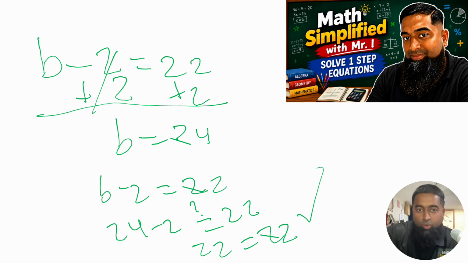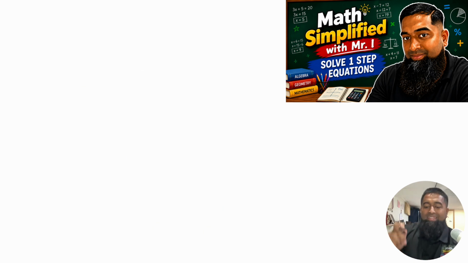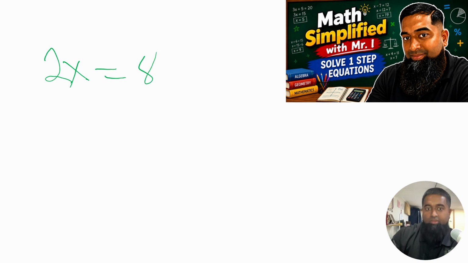Let's go ahead and do that's a one-step addition, okay? So now that you understand the whole idea of what we're doing, we did one-step addition, we did one-step subtraction. Let's go ahead and do one step. So let's say 2x equals 8, okay?